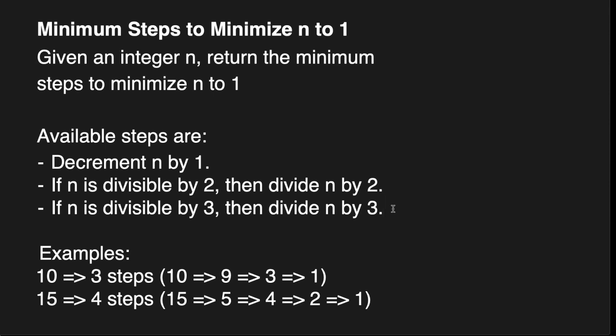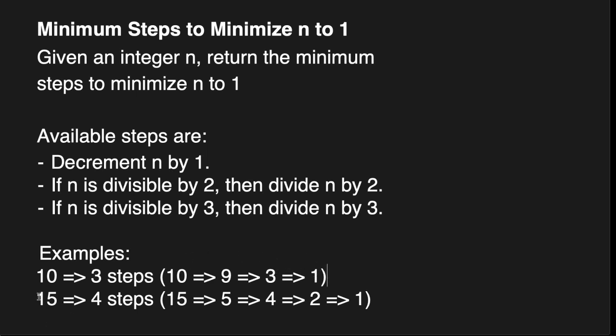So say we have the number 10. 10 is not divisible by 3, so this is not a step that we would be able to take. Alright, and down here we have a couple of examples. So given the number 10, the answer is going to be 3 steps, because we can go from 10, we can subtract 1 to get to 9, then we can divide by 3 to get to 3, and then we can divide by 3 to get to 1. So we have 1, 2, 3 steps.